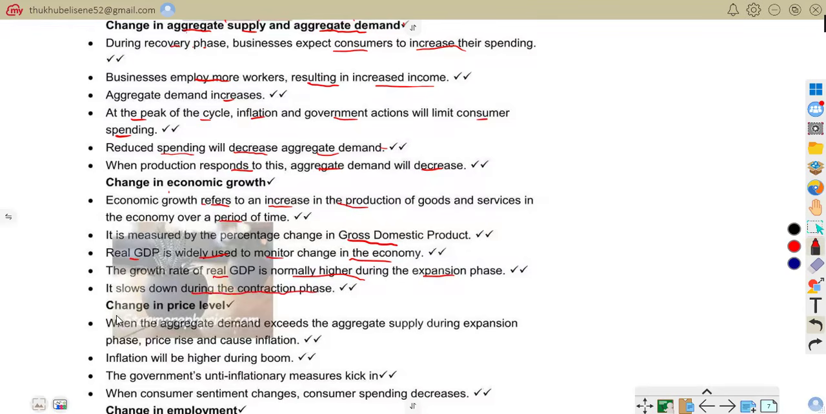So that is that. Now we come to change in price level. It simply says when aggregate demand exceeds the aggregate supply during expansion, prices rise and cause inflation. That's what it means.